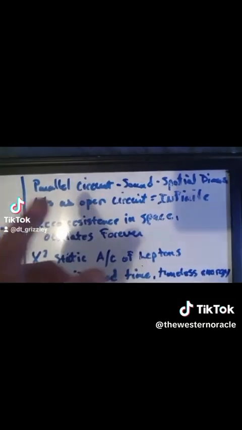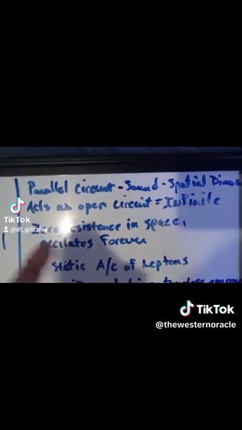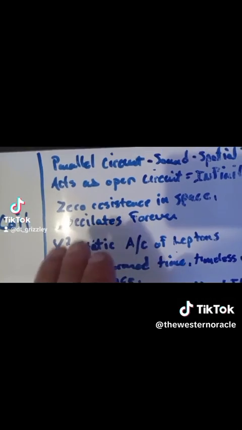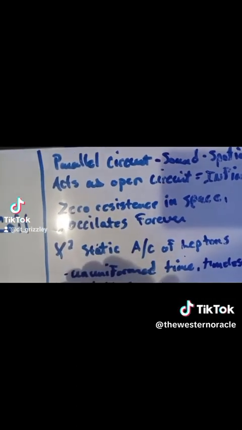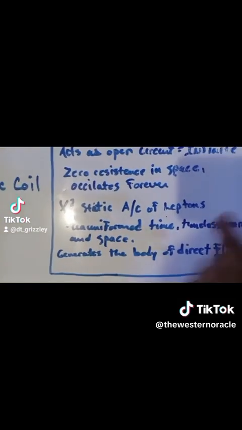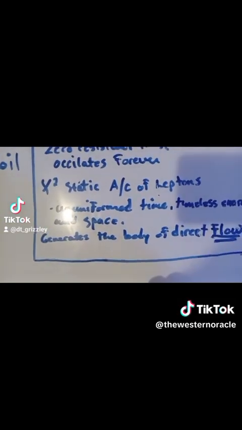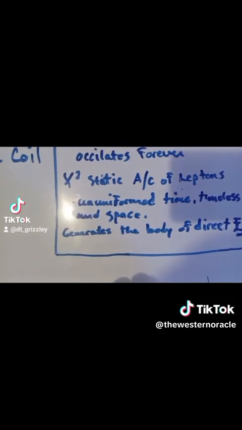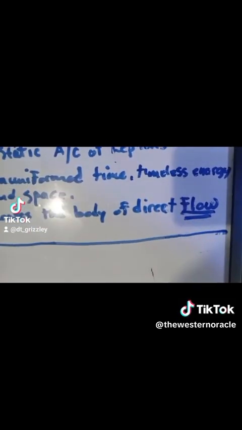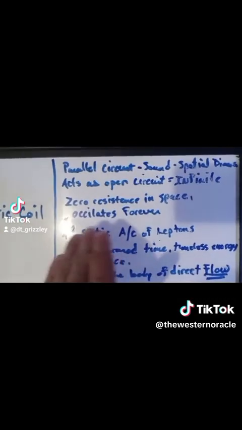So it's a parallel circuit, sound, spatial dimension, acts as an open circuit, infinite. It's got zero resistance because there's zero resistance in space. It oscillates forever. X square, which is the square area, static, AC of leptons. Uniform time. It's timeless energy in space. It generates a body of direct flow underlined due to fluid mechanics. So we use parallel circuits for sound circuits like radios.